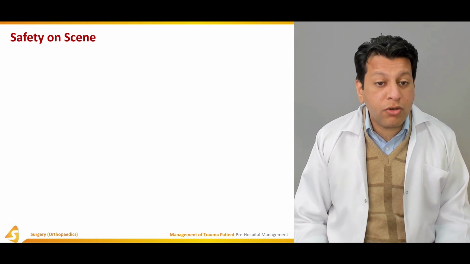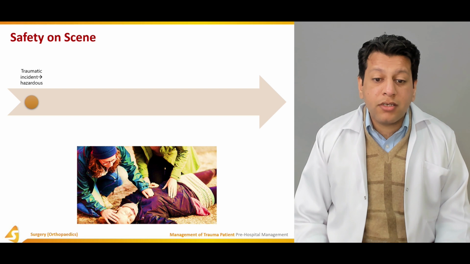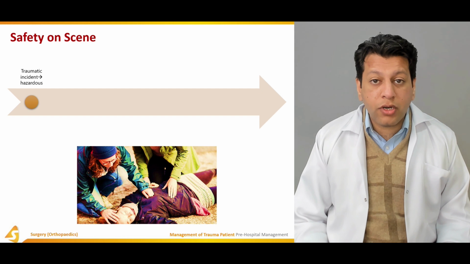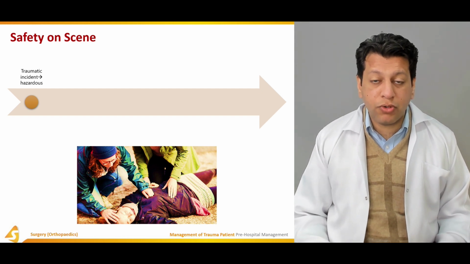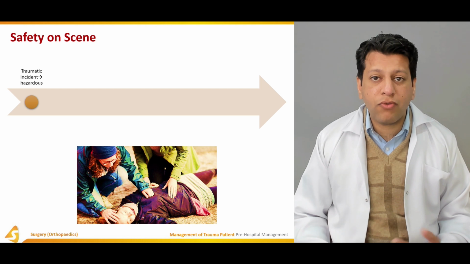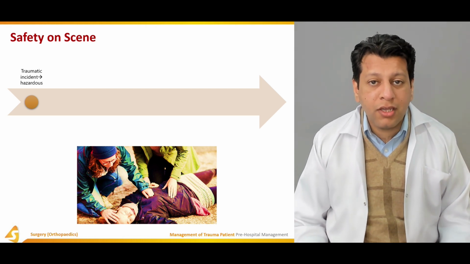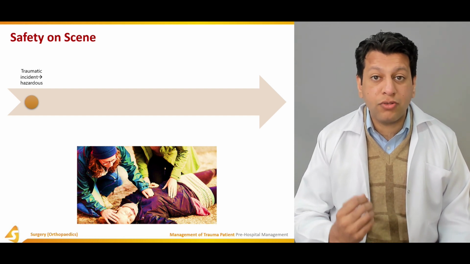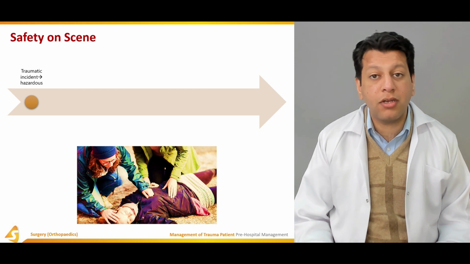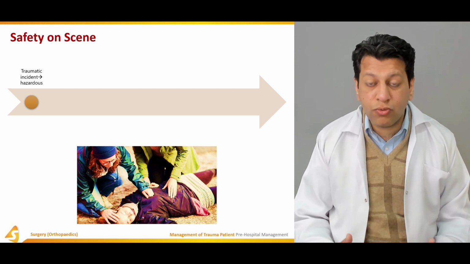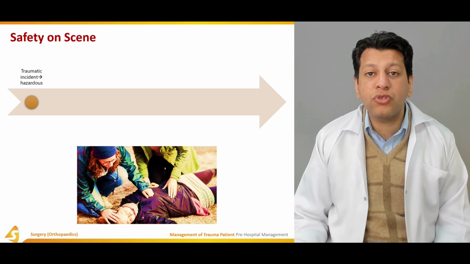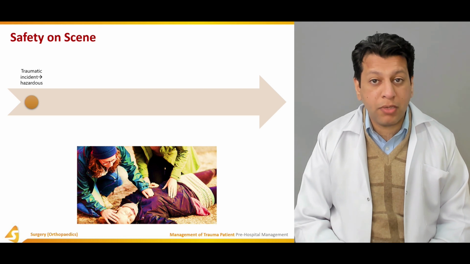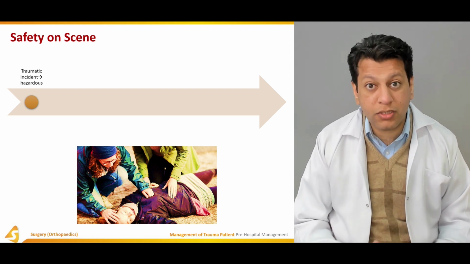Now coming to safety on scene. Trauma incidents are usually hazardous, but the important point is that those who are caring for the trauma patient should have a good idea of the hazards. For example, if the patient is in a burning car, first of all that fire should be extinguished. Unless that fire is extinguished, it is hazardous not only to the one inside the car, but also to the people rescuing the patient. So the important thing is the safety of the people who are caring for the patient and the safety of the person who has been injured as well.